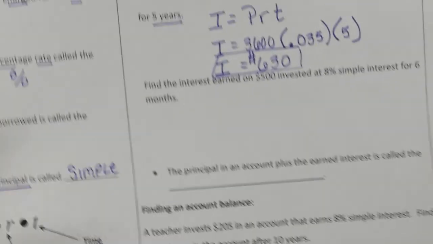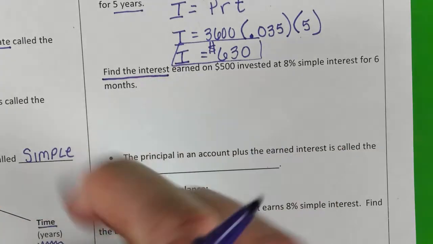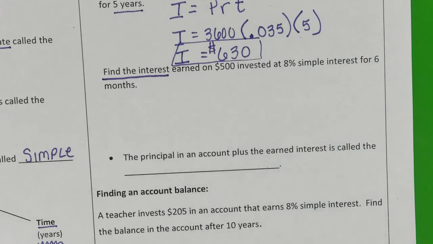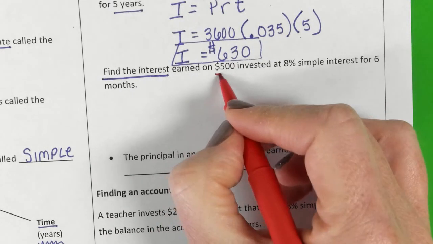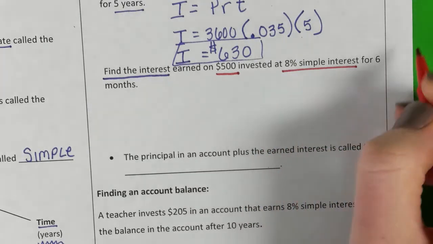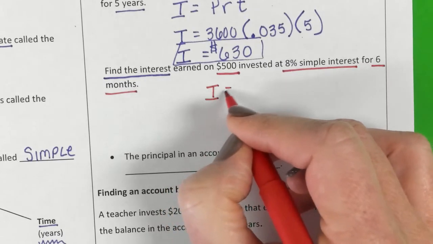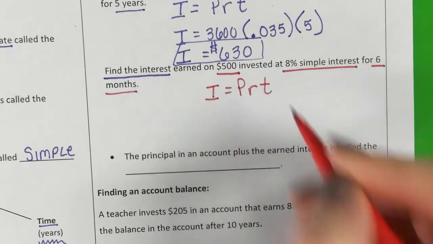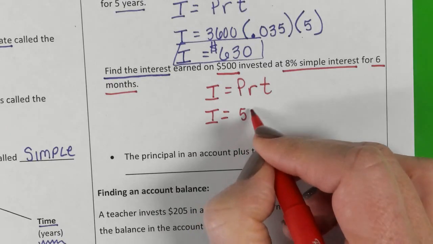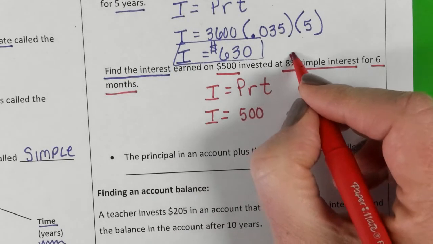Find the interest. And I want you to notice it's really important that we notice what it's asking us to find, and you're going to see why in just a second. It says find the interest earned on $500 at 8% simple interest for 6 months. So again, we're doing I equals PRT. Our principal is $500. That's how much we invested or started with. Here is our interest rate.